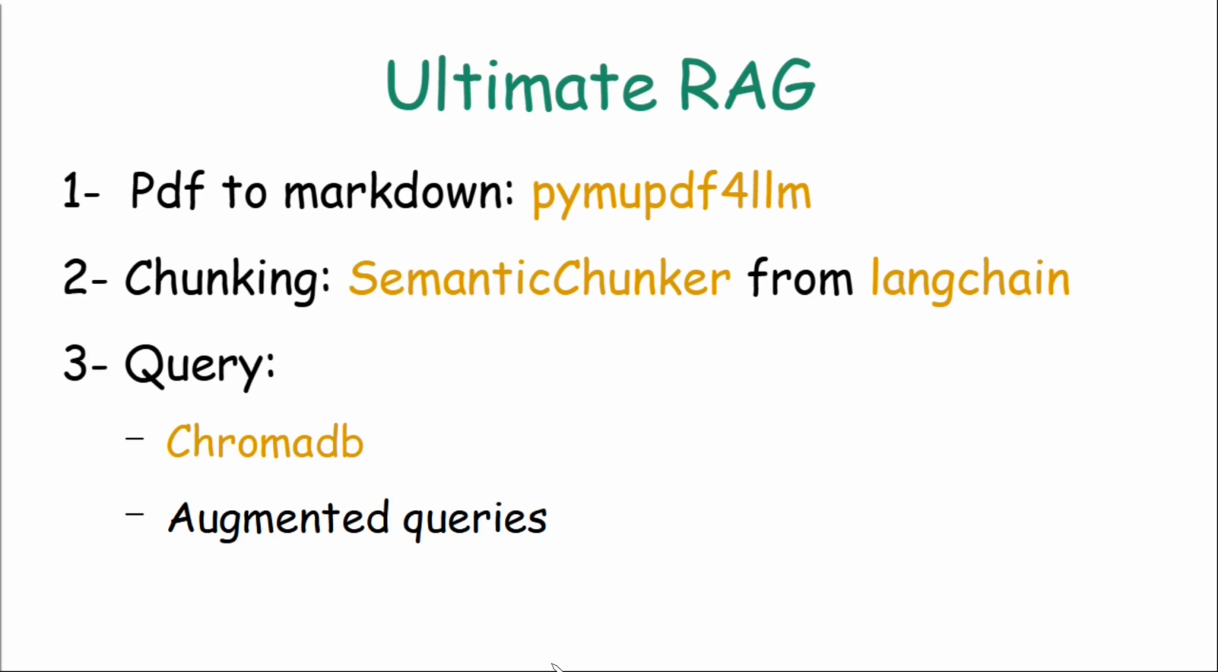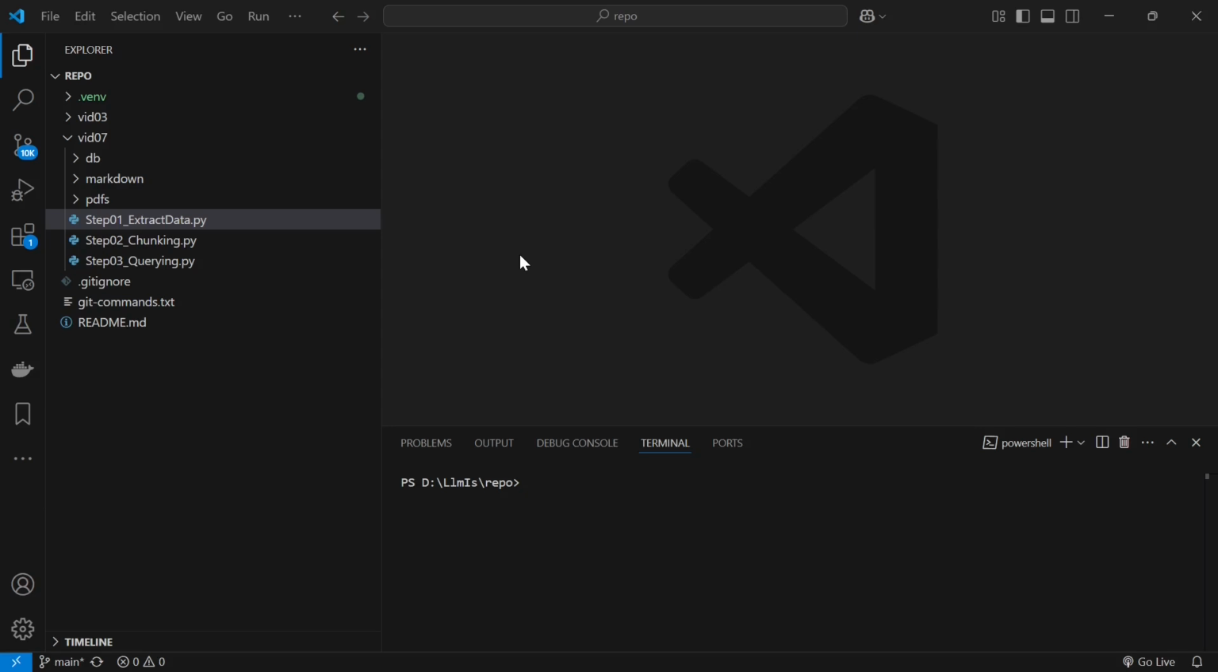So without further ado, let's start looking at the code. Here I opened VS Code. I have the repo for this video series. You can see our code here from video 3. And now I made a new folder here for our current video. So here's our code. As you can see, I split this code into 3 Python files. Each one of these files corresponds to one of the steps which I showed in the introduction. There are 3 folders here, as you can see.